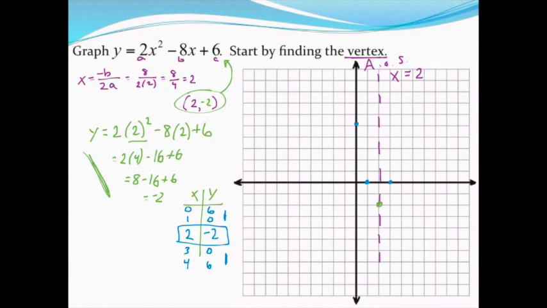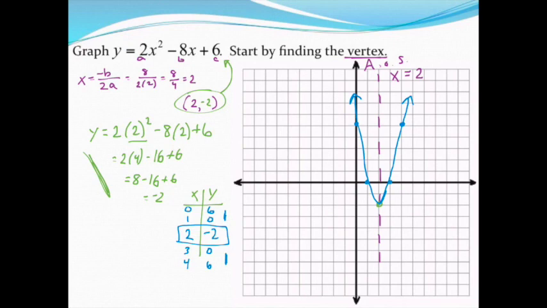There, and then just using some symmetry, I can reflect that point over there. Now that I have my 5 points, go ahead and make a smooth U-shaped curve. You don't want this to be too pointed down at the vertex, so make it as round as possible. Add some arrows because that parabola will go on forever. So there is a lovely looking parabola graphed in standard form by hand.